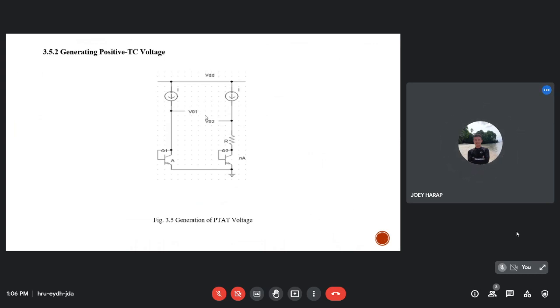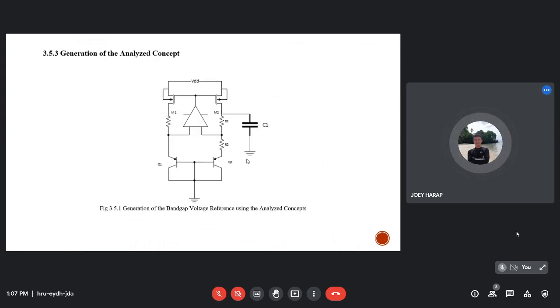And also in this section, 3.5.2, it is how we generate a PTAT voltage. Thus, we can see that delta VBE exhibits a positive temperature coefficient, right? So as we can see in this architecture, this is the architecture that simply generates the PTAT voltage of our given circuit.